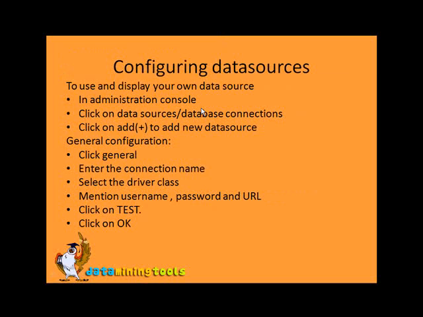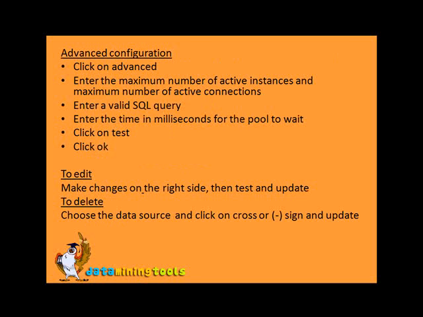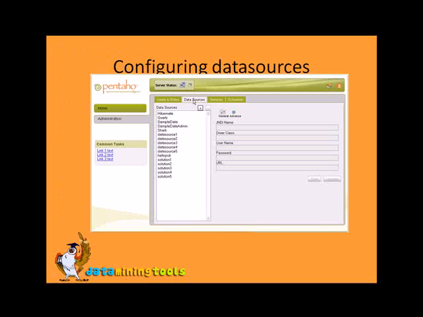We can add data source in general configuration or in advanced configuration. In order to add in general configuration, click on general, then enter the connection name, select the driver class, mention your username, password and URL, then test it, then click on OK. In advanced configuration, just choose advanced, enter the maximum number of active instances and maximum number of active connections, then enter a valid SQL query, enter the time in milliseconds, then test it and click on OK.